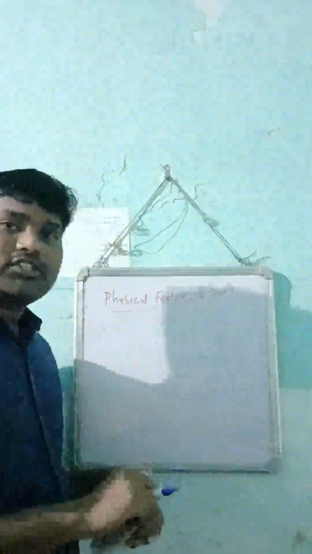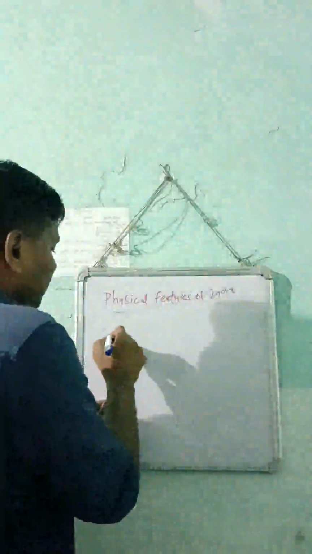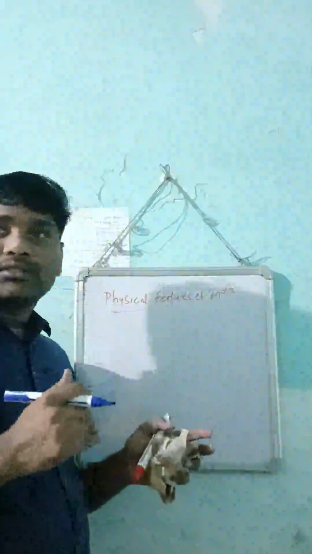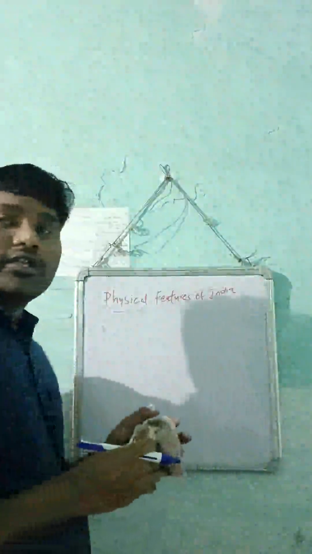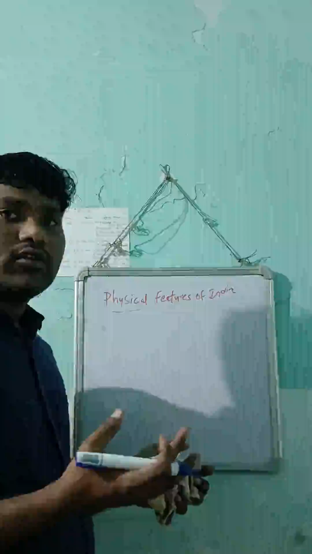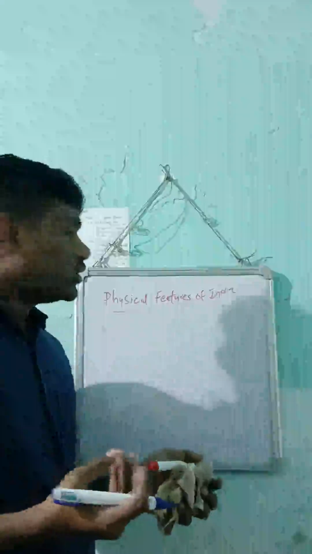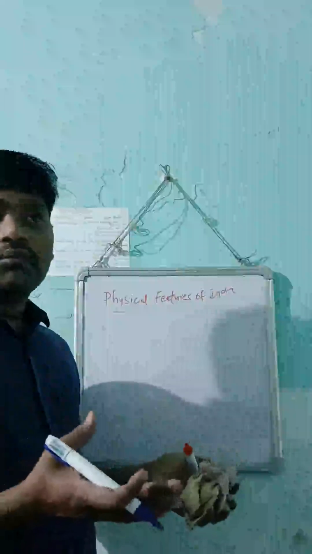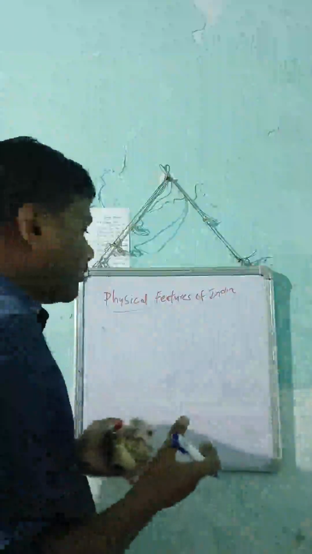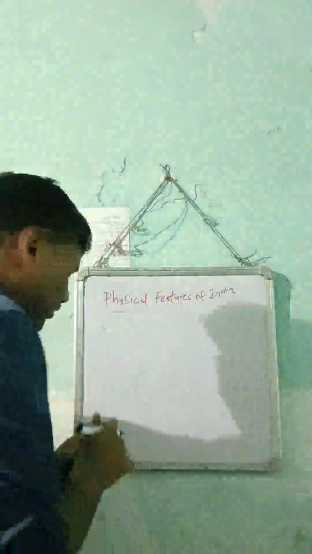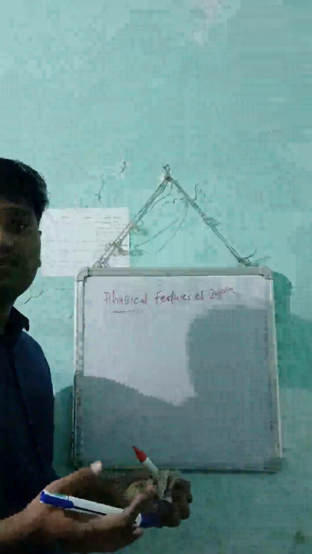Next, we know about rocks already. Rocks are of different types. One is a very strong rock, that is granite, made up of very hard rocks. Some rocks are very soft, like soapstone. Some rocks are metamorphic in nature. Metamorphic means it changes its characters. For example, marble is a metamorphic rock.